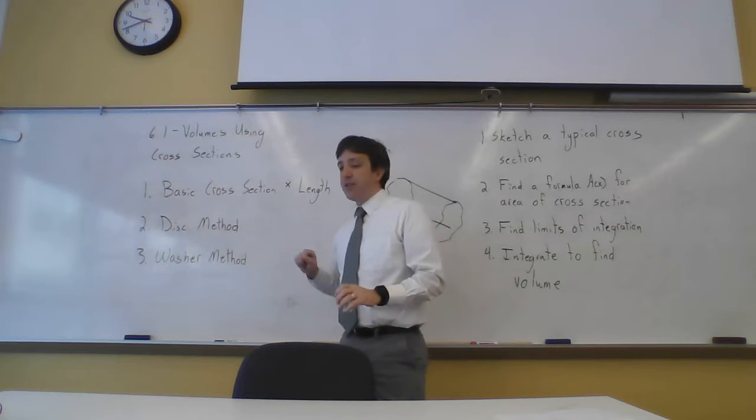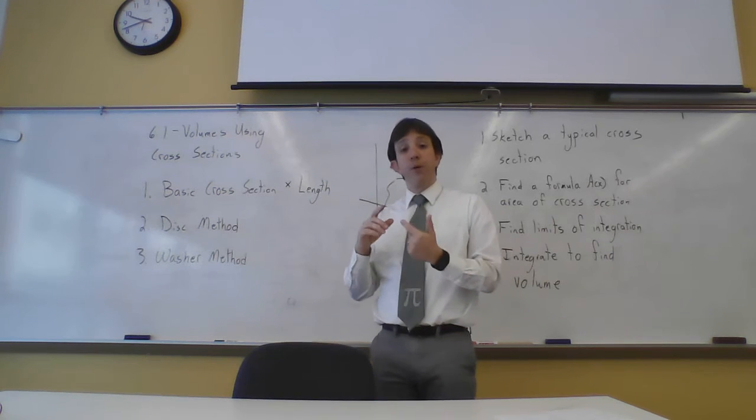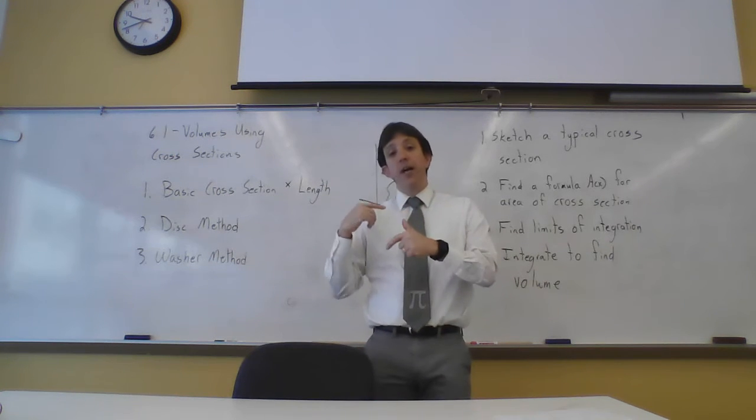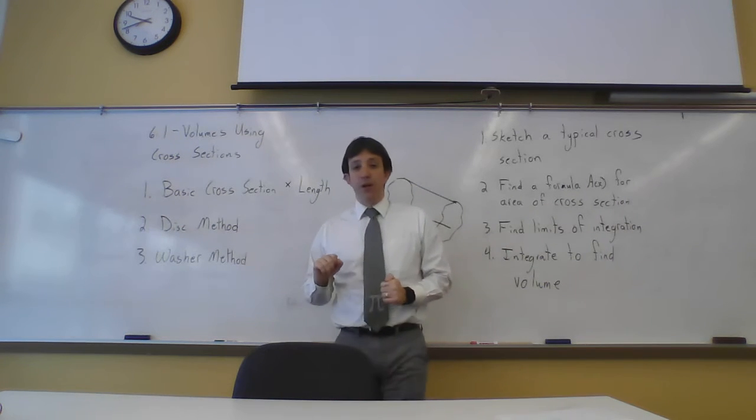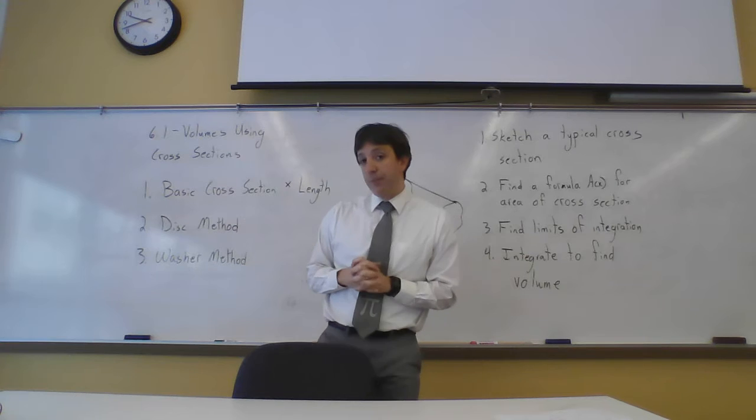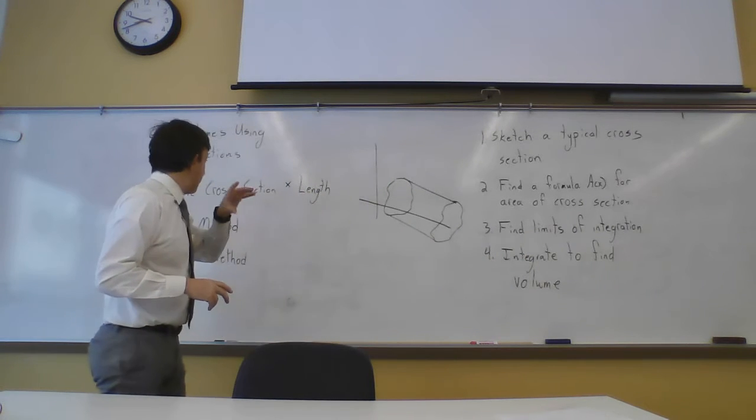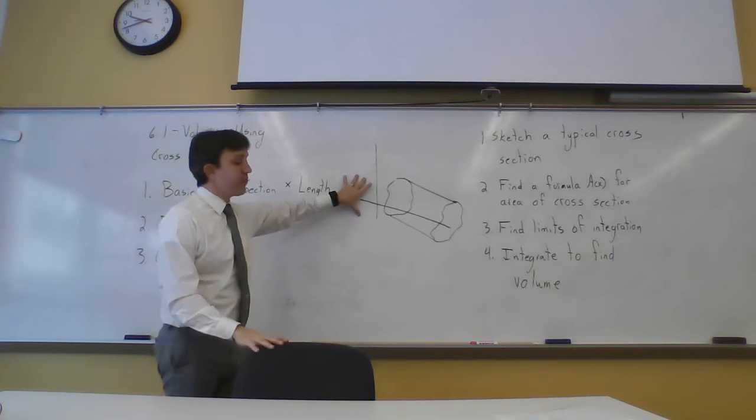And then methods 2 and 3 are for volumes of what we call revolution, where you take a region and you spin it around a line. And so we'll have what's called the disk method and the washer method, and we'll get to those in just a little bit. But first, we want to look at just what it is that we're doing.